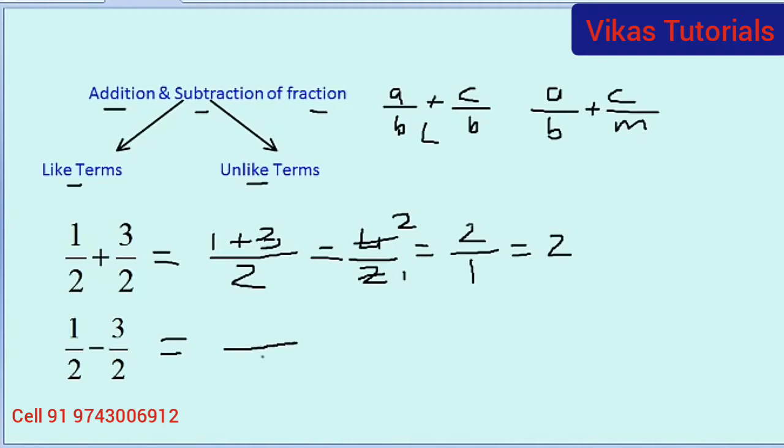Again the denominators are the same. So I write the denominator 2 here. First numerator is 1, sign is minus, second numerator is 3: 1 minus 3. Now write the denominator 2. 1 minus 3 is how much? 1 is the small number, 3 is the big number. So 3 minus 1 is 2. The big number has the minus sign, so we write a minus sign.